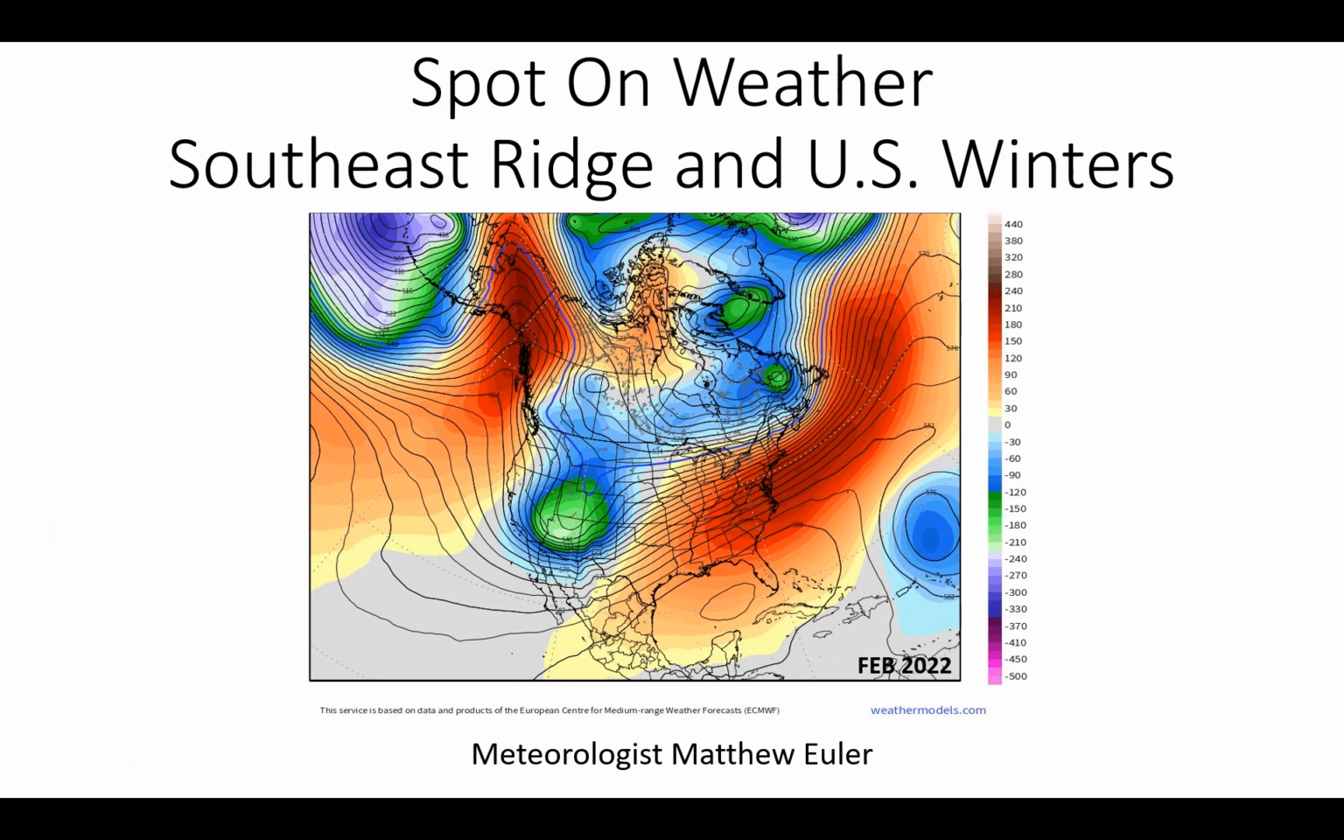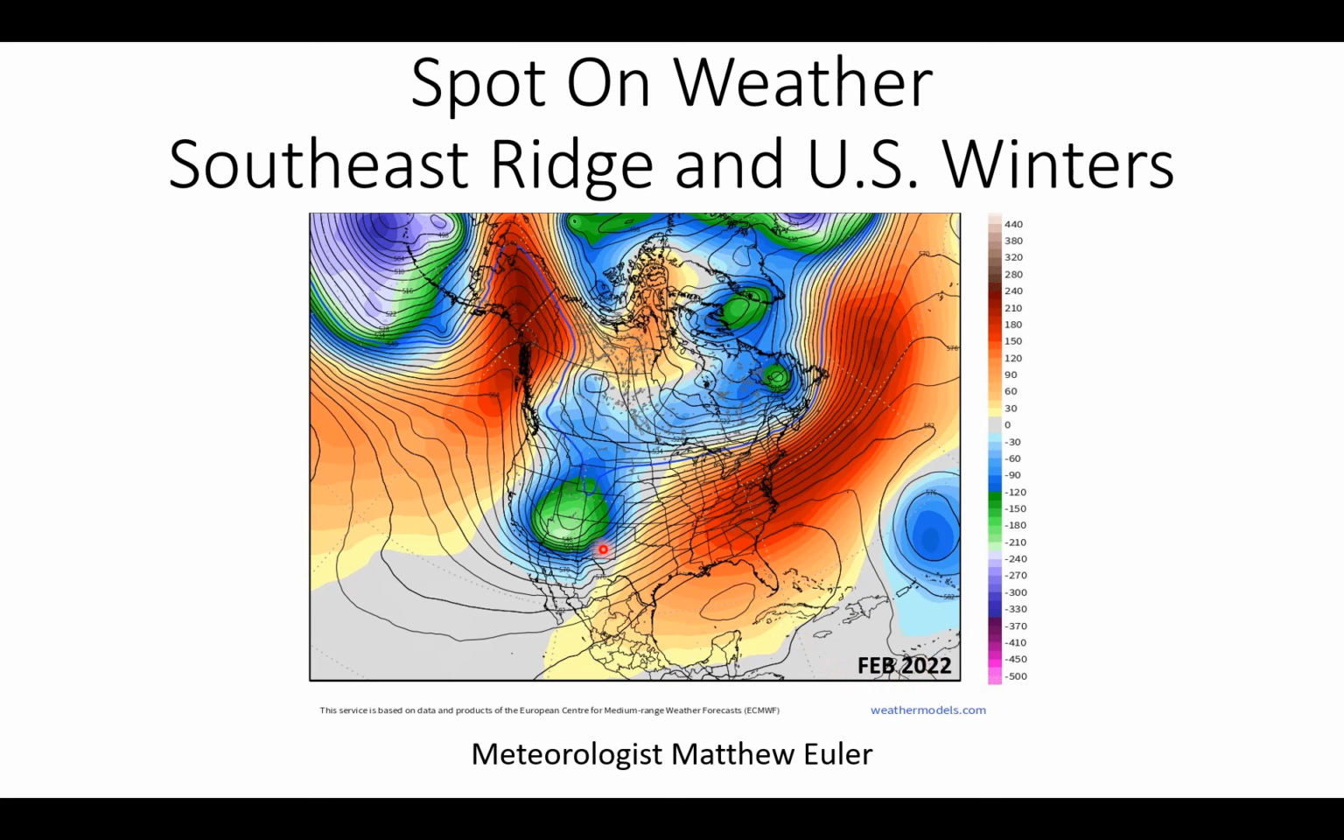Welcome to my latest video, and in this video, I'm going to take a look at the Southeast Ridge and U.S. winters. On the title slide here, I'm showing you an example of generally what a Southeast Ridge would look like. We're looking at the 500 millibar heights and anomaly map here, 500 millibars equating to about 18,000 feet above the ground. And what you see here is these deep orange colors, generally extending along the U.S. East Coast out over the North Atlantic Ocean. This is an association where we had a Southeast Ridge in place, and this happened back in February of 2022.